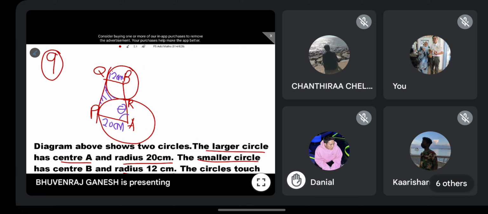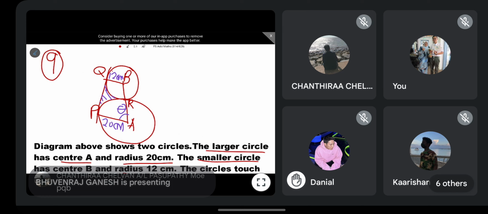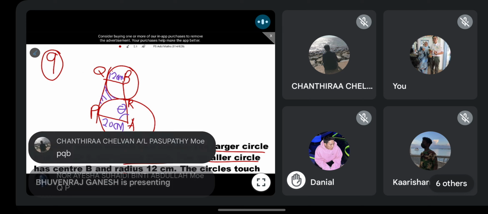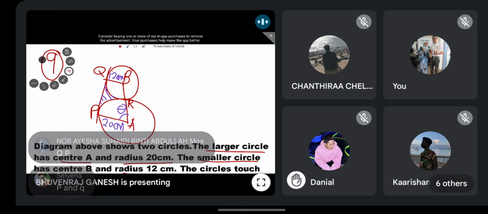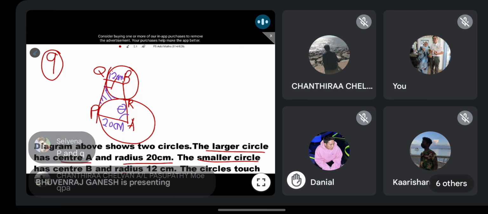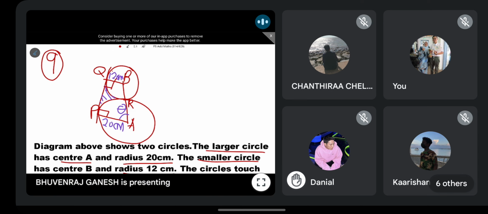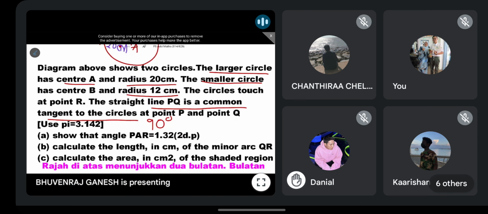Dua titik dalam wajah ni. Mana dua ada 90 darjah simbol tu. Yes, correct. One more, satu lagi. Yes, QP, correct. Okay, so this one 90, this one also 90. First information, yes, correct. Okay, so this is what you get from the question.